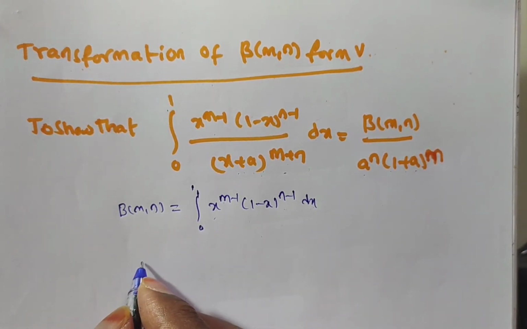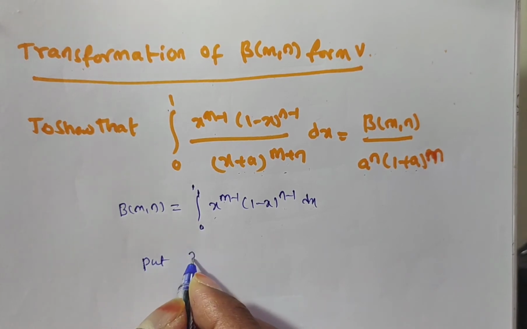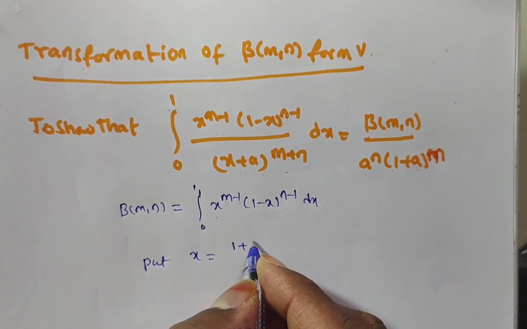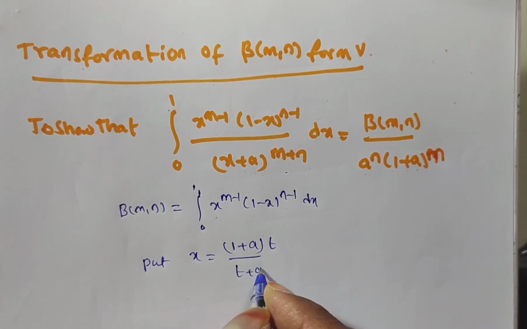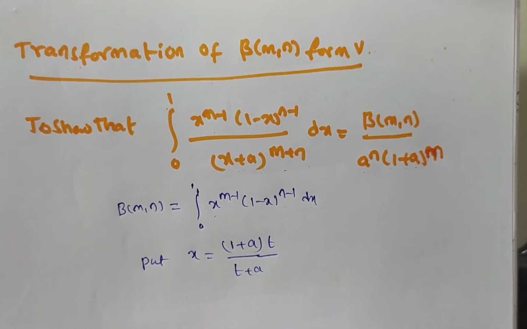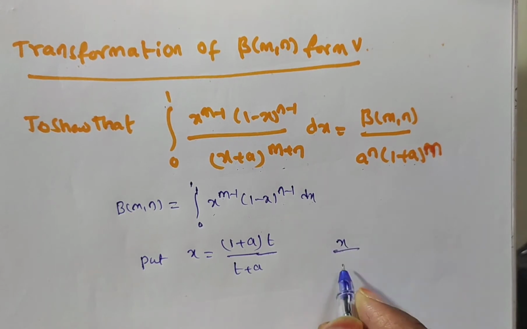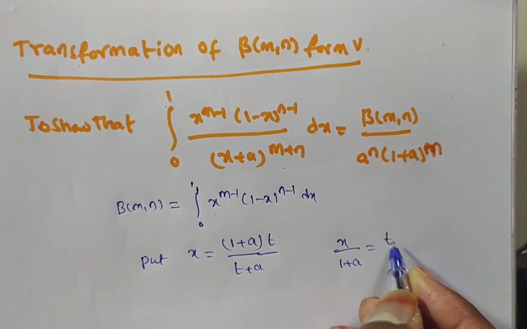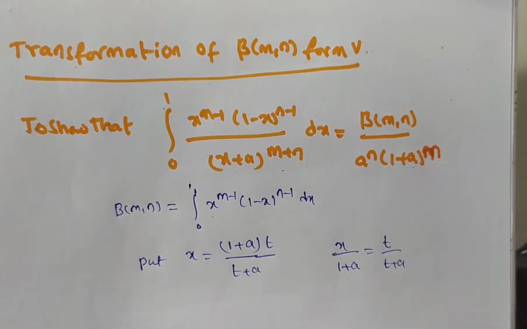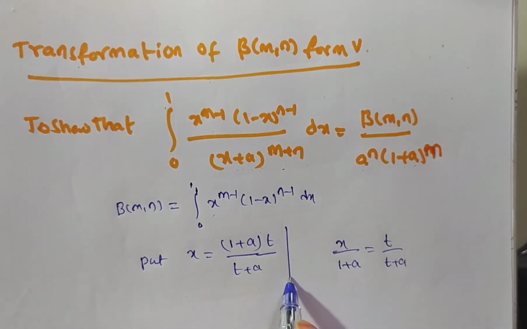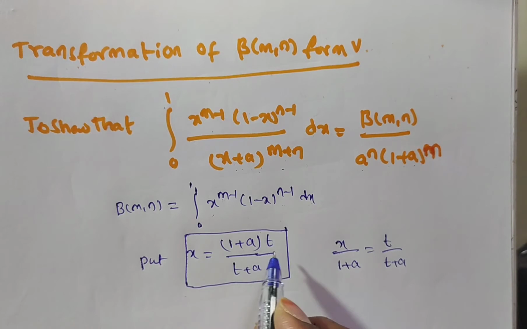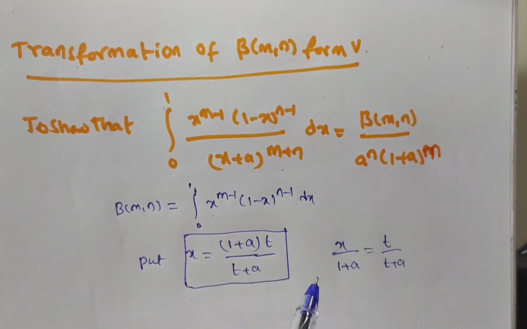For that, what we are substituting means, put x is equal to 1 plus a times t by t plus a. Some others will say x by 1 plus a is equal to t by t plus a. Both will be same. If you cross multiply, then you will get this one only. So remember this, then only you can prove this form 5.